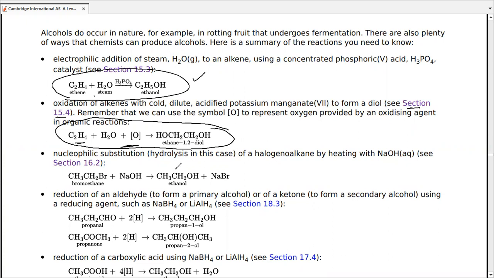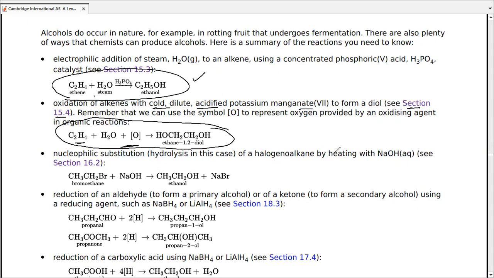The alcohols which actually have two hydroxy groups, so diols, were there. This was happening because the cold dilute acidified potassium manganate was reacting with an alkene to form these diols. Next up, in chapter number 16, we had a nucleophilic substitution reaction.